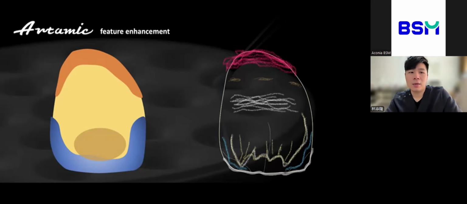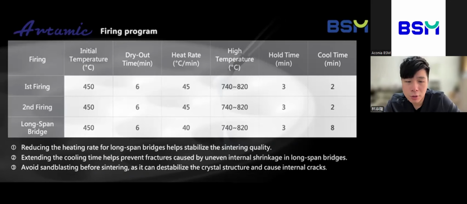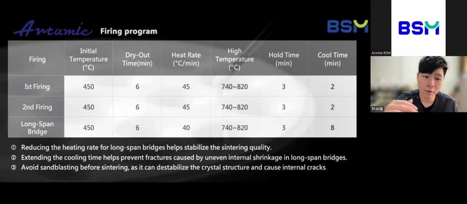This is the firing program for Artamic. It's set at a peak temperature of 740 degrees and the holding time is 3 minutes. Under this condition, you will get a brighter effect on the zirconia surface. If you want to make the result closer to natural teeth, you can use 730 degrees for 1 minute. This can prevent the surface from being too bright after repeated scanning and firing.